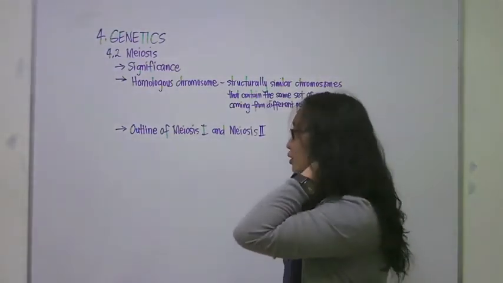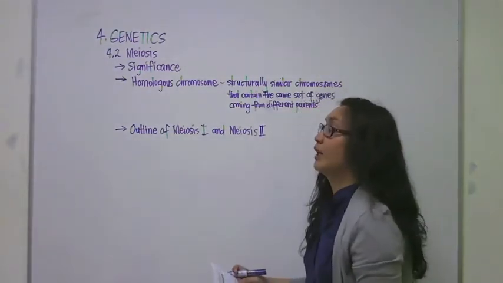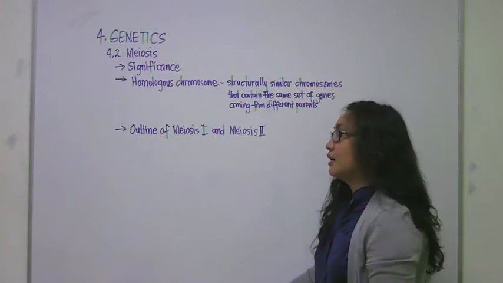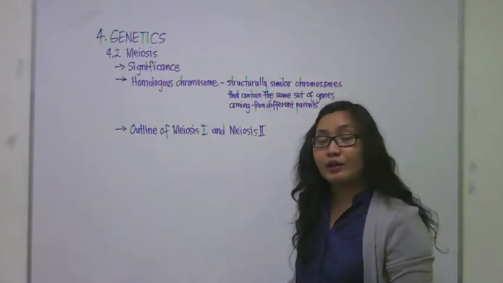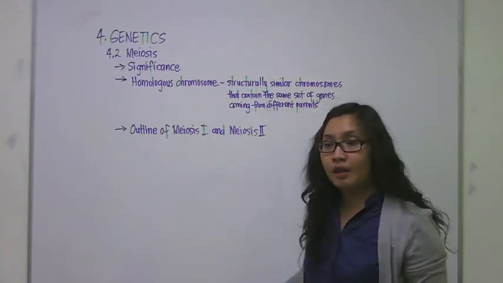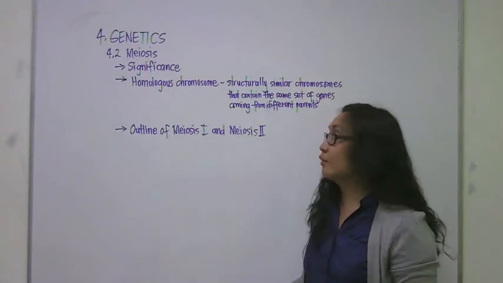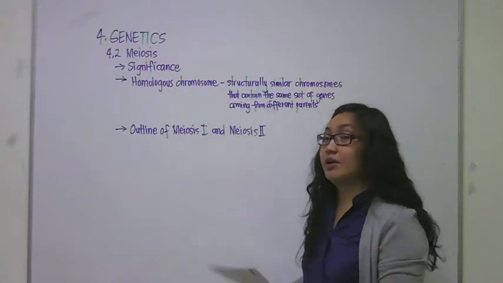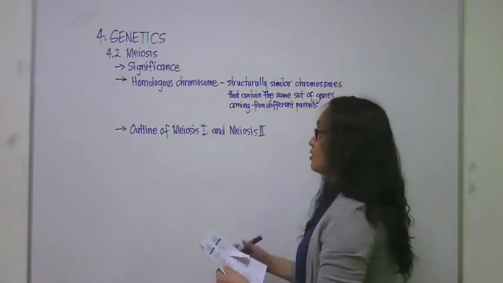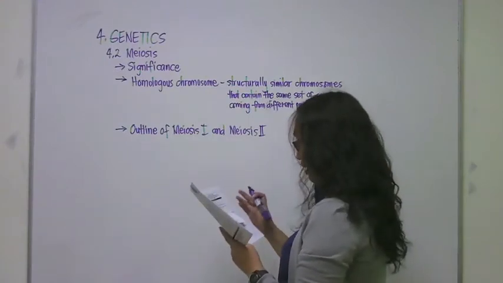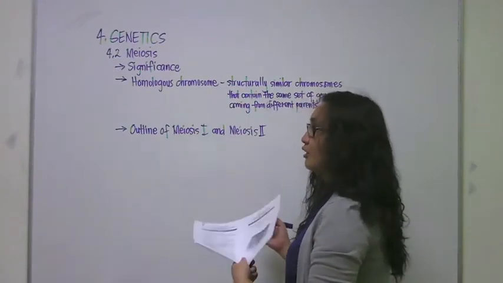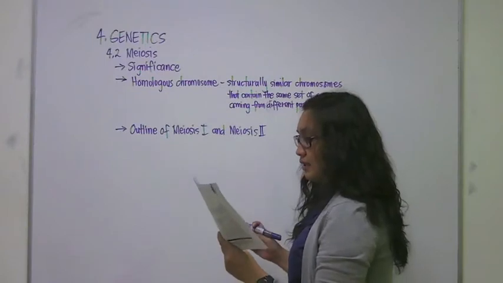Okay, so we can also tell our students that in mitosis there is no occurrence of homologous chromosomes, whereas in meiosis there are homologous chromosomes. So homologous chromosomes are not used in mitosis.